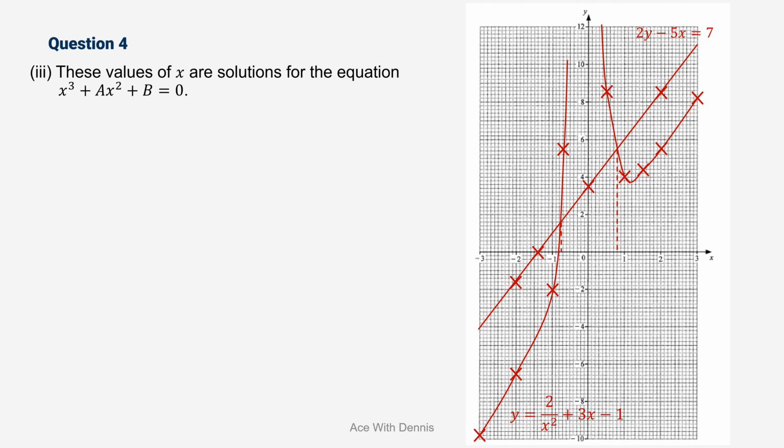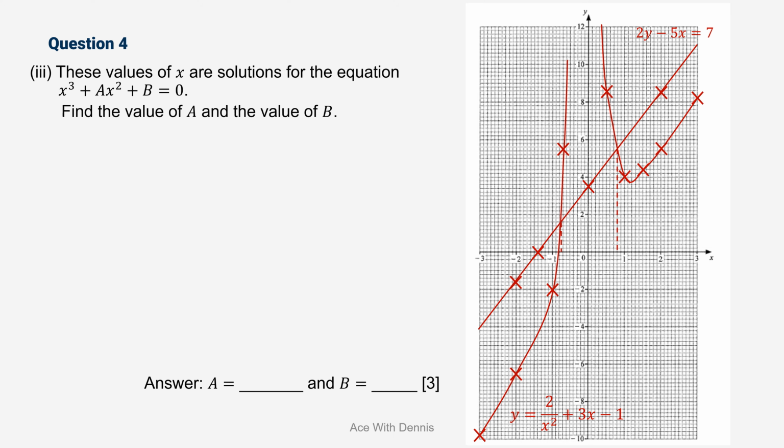Part 3. These values of x are solutions for the equation x cubed plus ax squared plus b equals 0. Find the value of a and the value of b. 3 marks. Okay, so to answer this question, the first thing is, let's see what do we have.